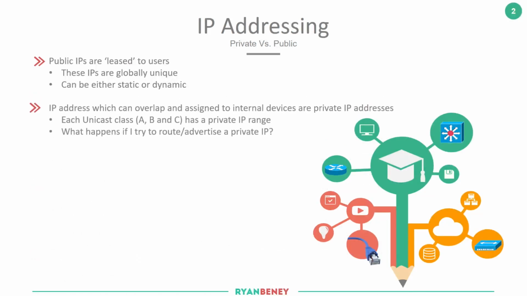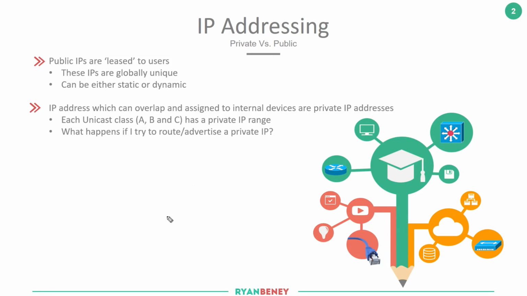Okay, so IP addresses which can overlap and be assigned to internal devices are private IP addresses. Each unicast class, remember we talked about the 5 classes, A, B, C, D, and E. Well, A, B, C are the ranges that are essentially handed out as usable IPs on the internet. Well, each class has got a private IP range, which we'll show in a moment. And I've also got a comment here, which is what would happen if I tried to route or advertise a private IP. Well, first of all, let's have a quick discussion about what private IPs are.